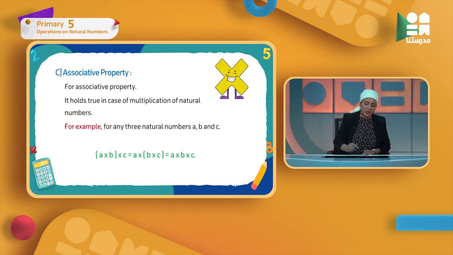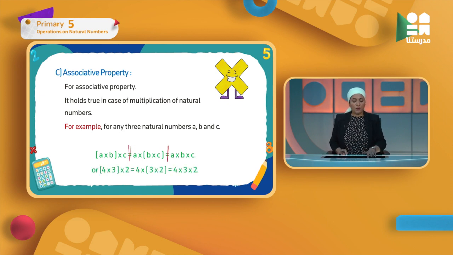The equal sign here also acts as a mirror, exactly the same concept that we have learned about in the addition. Okay, so 4 times 3 is 12, times 2 is 24, equals 4 times 3 times 2, which is 6 times 4, is 24, and 4 times 3 times 2 is also 24. Then the equal sign here acts as a mirror.